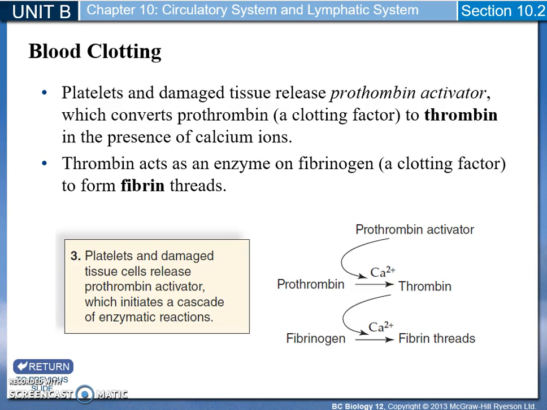And then the platelets and the damaged tissue itself release a prothrombin activator, which converts prothrombin, which is a clotting factor, to thrombin in the presence of calcium ions. And the thrombin then acts as an enzyme on fibrinogen to form fibrin threads. So you've got a sequence of events there resulting in fibrin threads, which act to seal punctures.